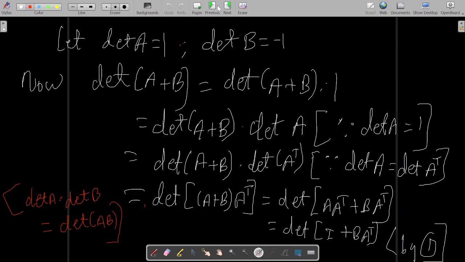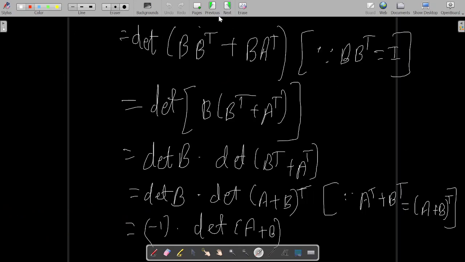Then what happens? Now the I will be replaced by B B transpose, as B B transpose is equal to I from the definition of orthogonal matrices, and as B is orthogonal, that's why. So B B transpose plus B A transpose. Then determinant of, we will take B common from here. So I took B common outside from here. And as soon as you take B common outside, you get B transpose plus A transpose remaining. Then what will you do?